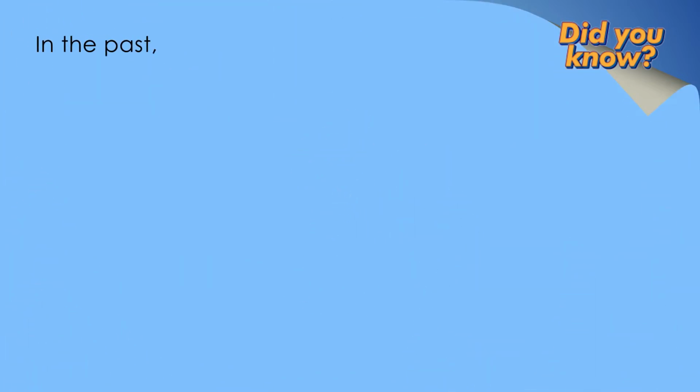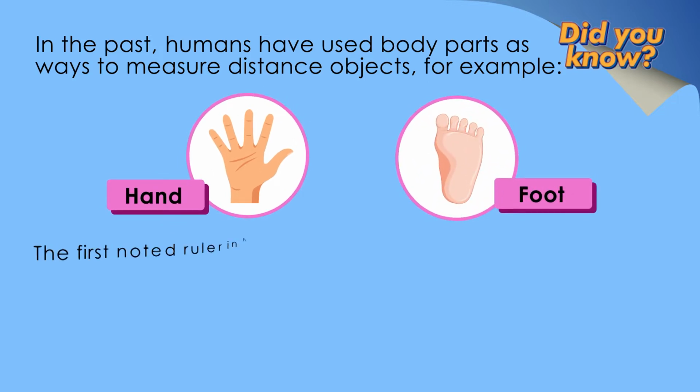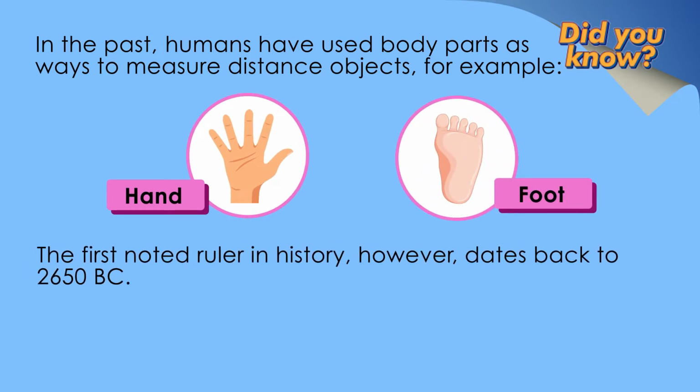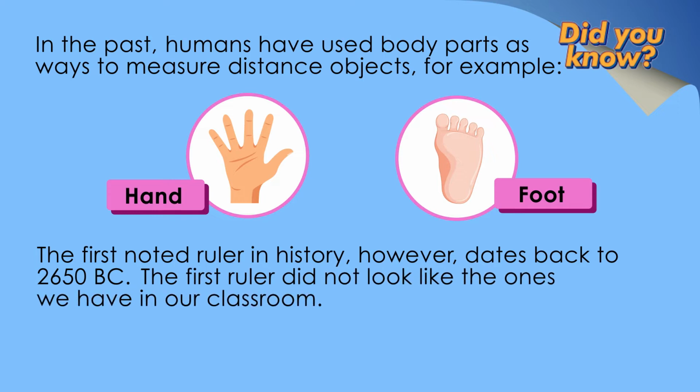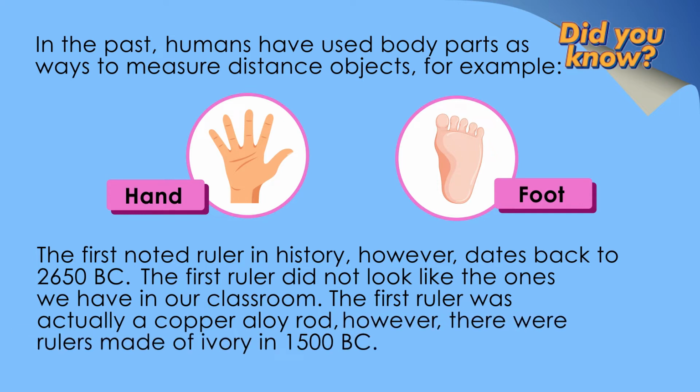In the past, humans have used body parts as ways to measure distances or objects. For example, a hand or foot. The first noted ruler in history, however, dates back to 2650 BC. The first ruler did not look like the ones we have in our classroom. The first ruler was actually a copper alloy rod. However, there were rulers made of ivory in 1500 BC.